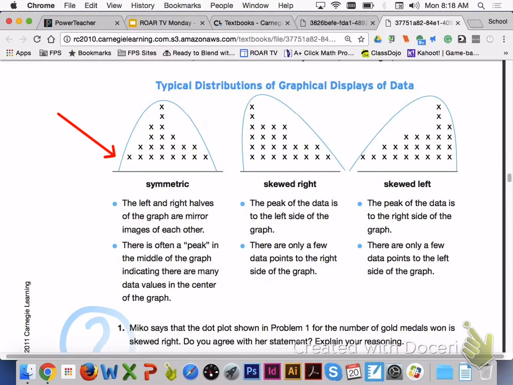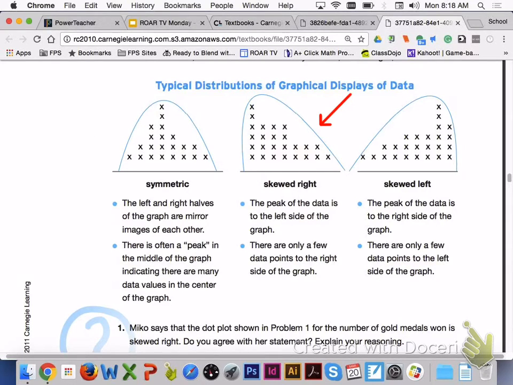When the distribution of the data is symmetric, the left and right halves of the graph are mirror images of each other. There is often a peak in the middle of the graph, indicating there are many data values in the center of the graph.